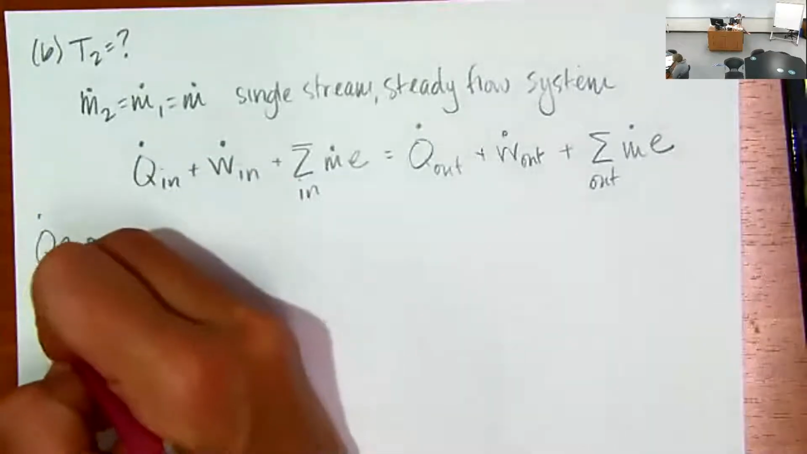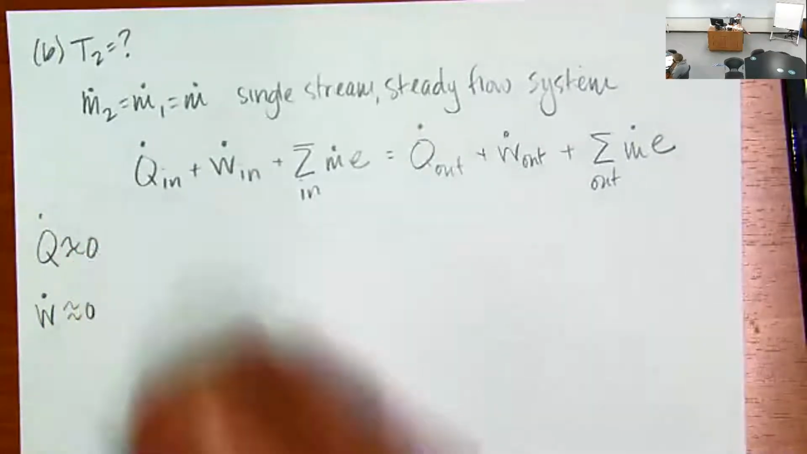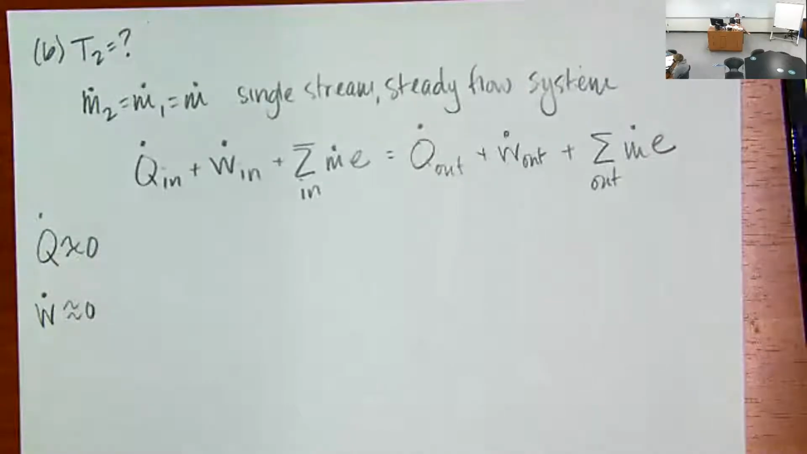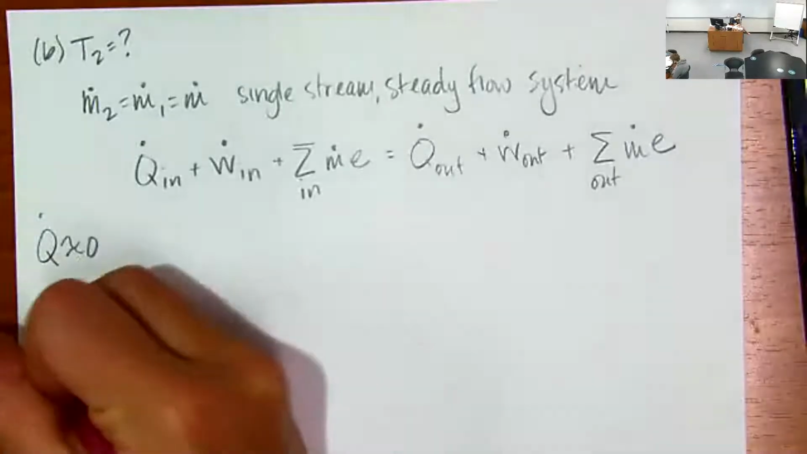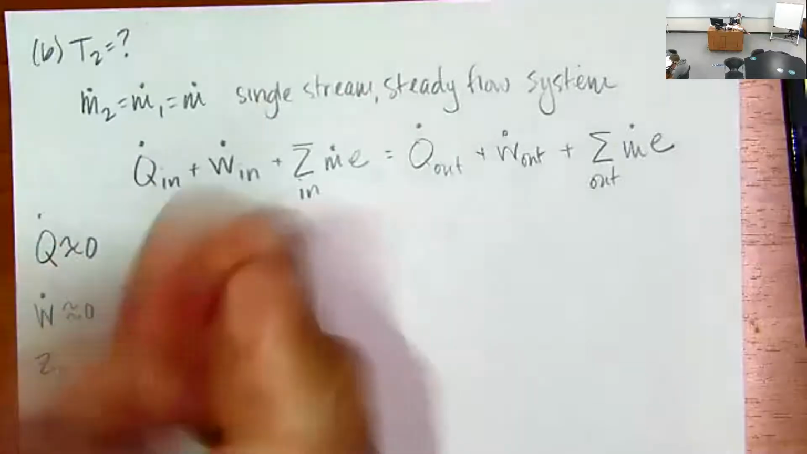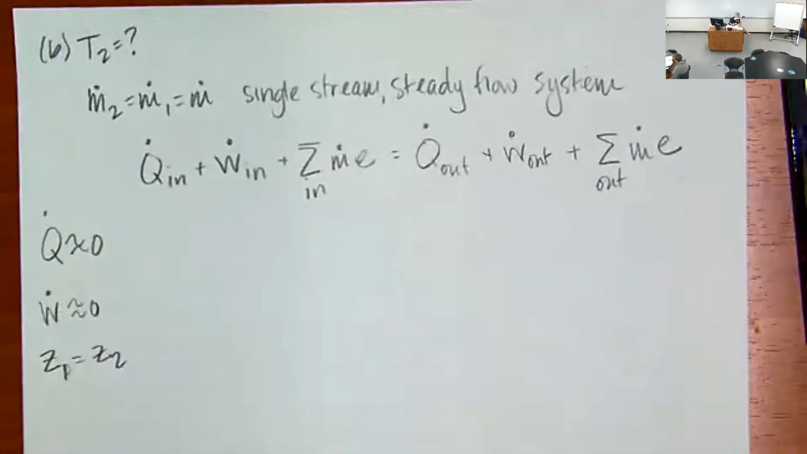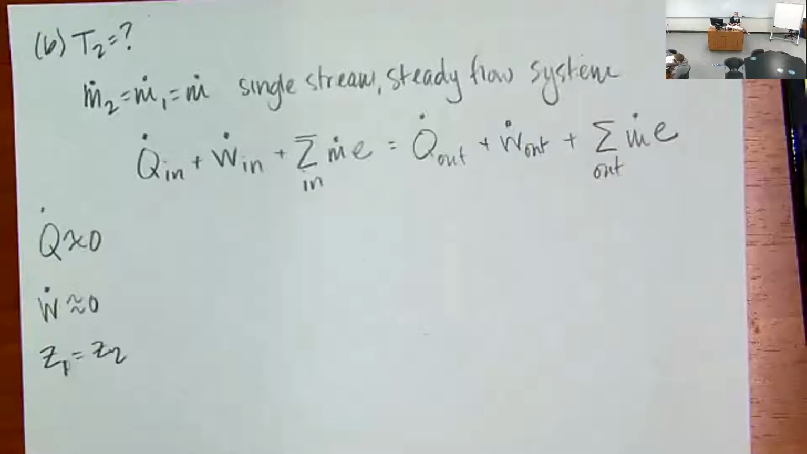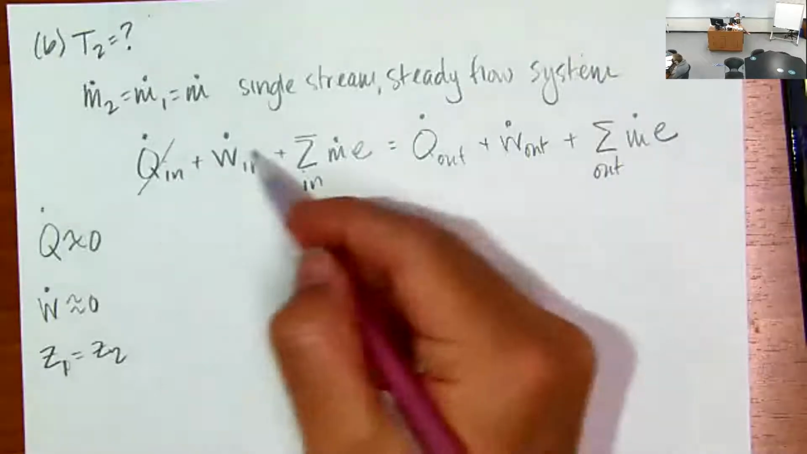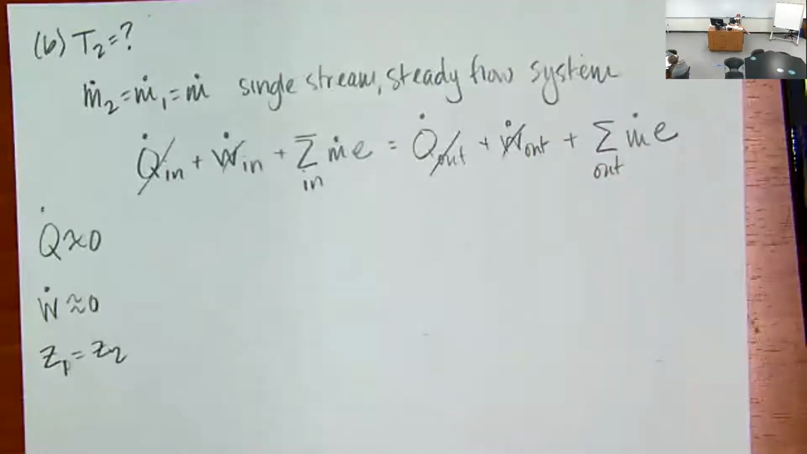We also don't have any power being done. This diffuser is happening just because the air is coming in at a certain velocity. We don't have any shaft work, like with a turbine or anything. And then we don't have any height difference. So our Z at point 1 is equal to our Z at point 2. Essentially there's no height change. Therefore our heat and work are negligible.